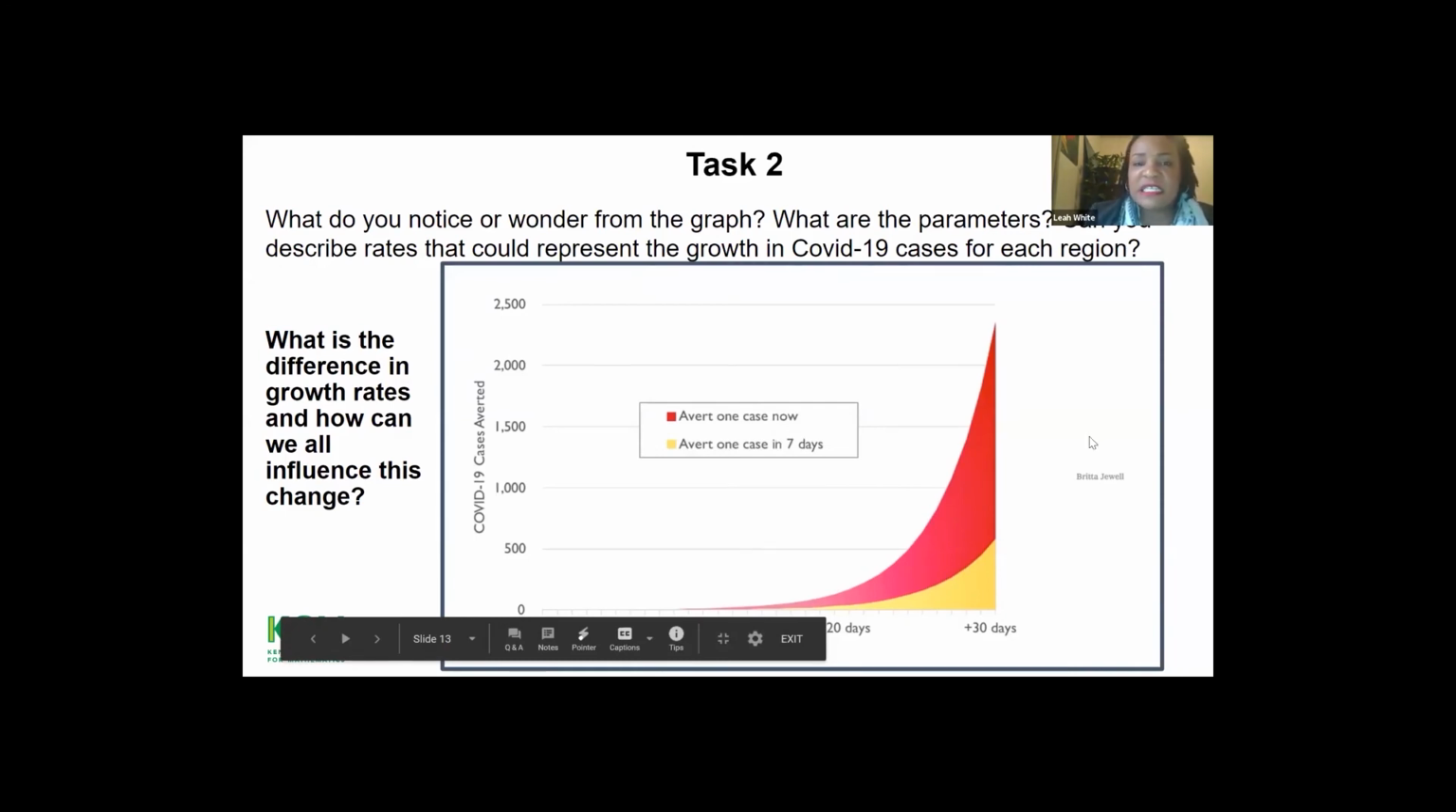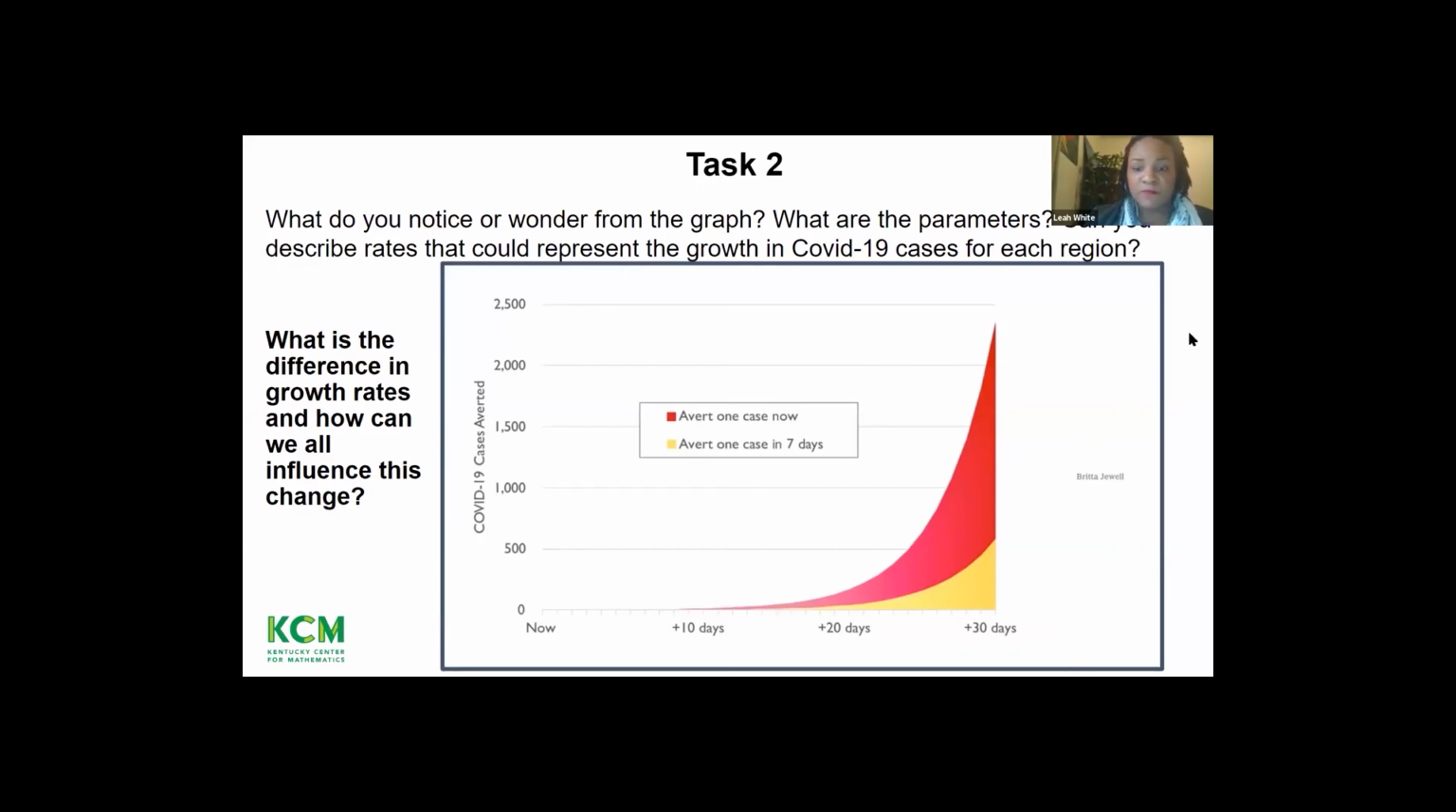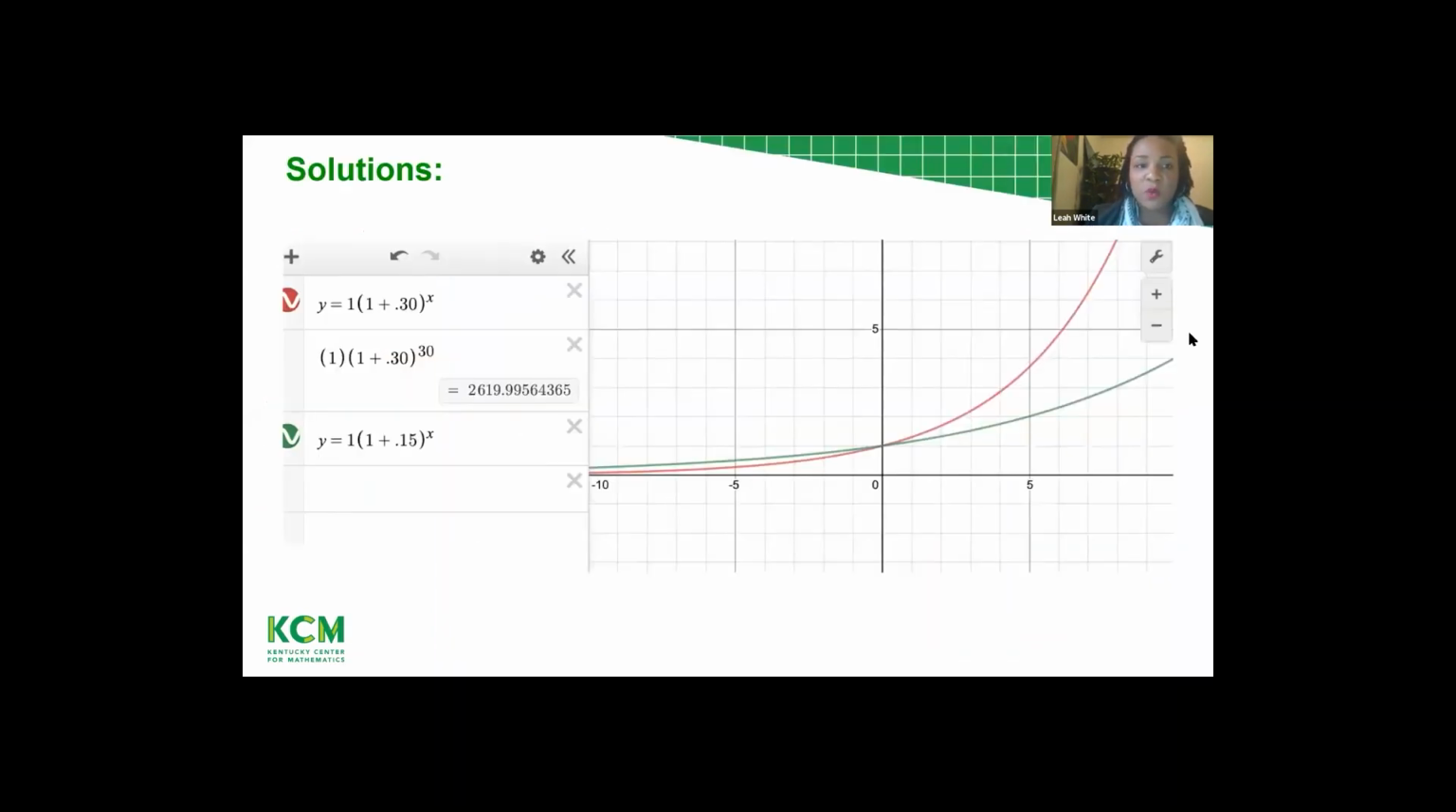It's just some things to consider. And you can also look at those growth rates and compare them. And students can also graph and do graphs in Desmos to compare rates. I'll move on because we are short on time.